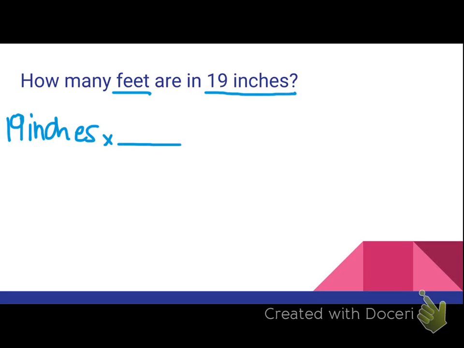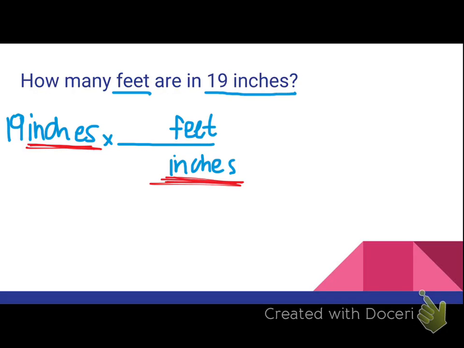So if I create my tile here, I need an equivalent statement that has feet and inches. Now remember that I put inches at the bottom here, because in order for my unit of inches to cancel, they have to be on the opposite. So it's top here, bottom here. Now they're going to cancel. So we all know that there are 12 inches in 1 foot.